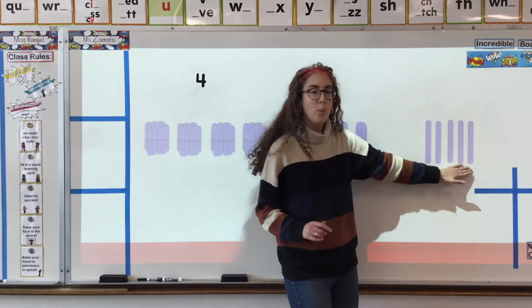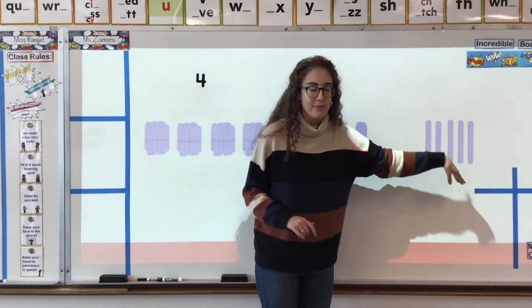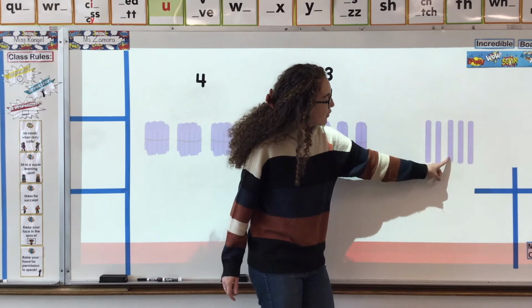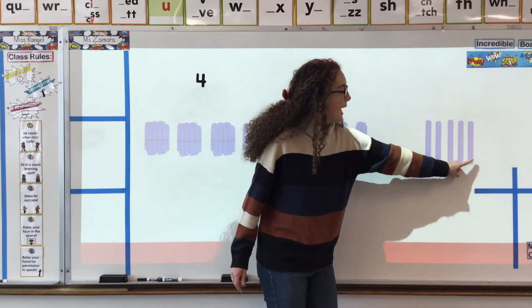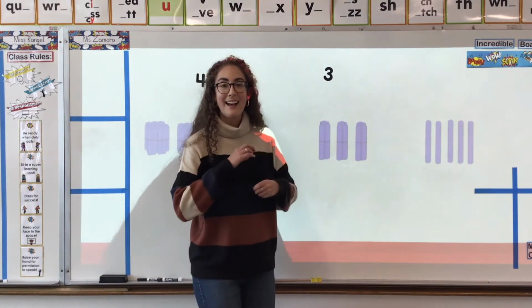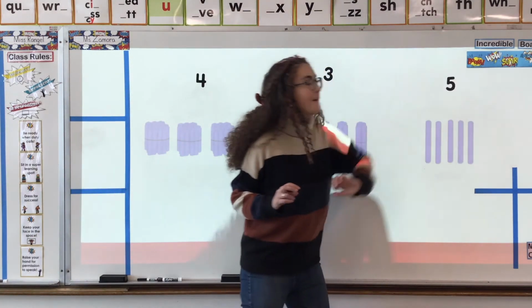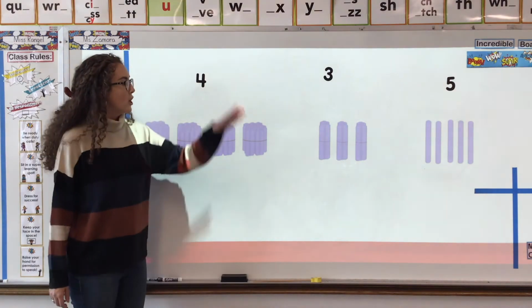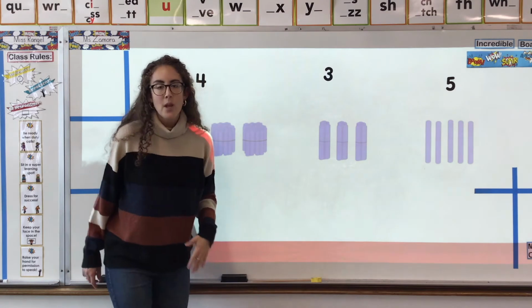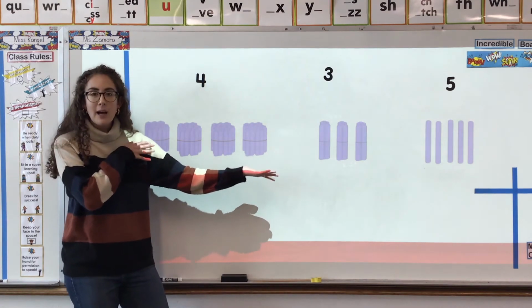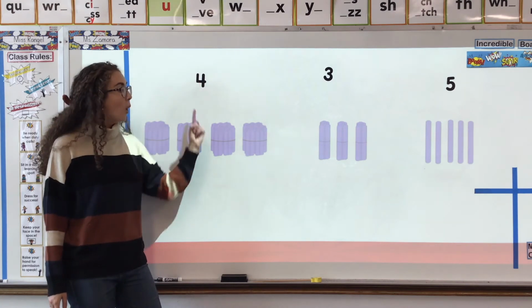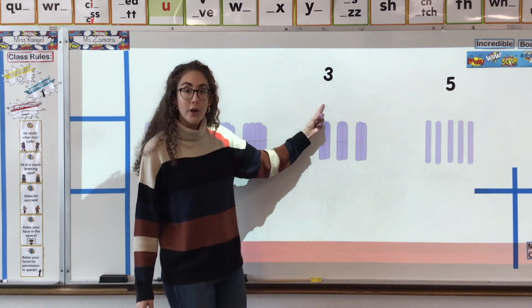Okay, what about our ones place? How many ones do we have? Let's count. 1 one, 2 ones, 3 ones, 4 ones, 5 ones. How many ones were there? There were 5 ones. So we have our hundreds, tens, and ones place. So what number's value did we just read? What number is this? 435.